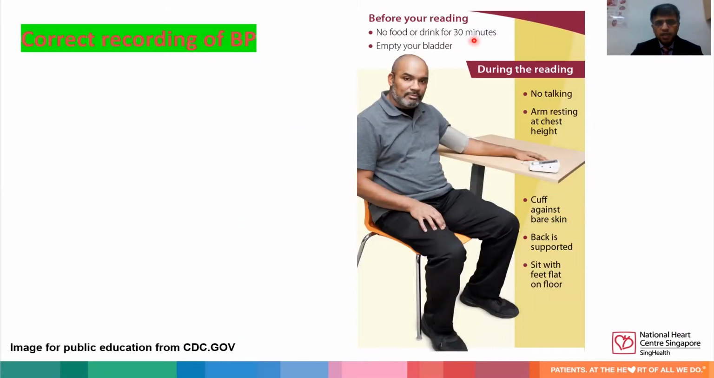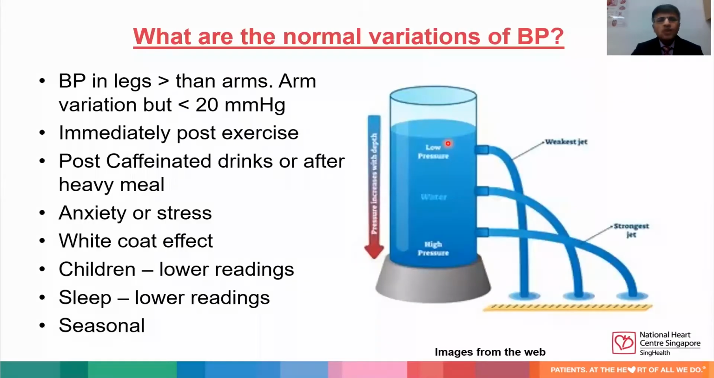Before taking your reading, ensure that you do not have any food or drink for at least 30 minutes before. Empty your bladder, as a full bladder sometimes can increase your readings. Then during the measurement itself, try to remain calm. Be seated in a comfortable posture, arm by the side of the body, arm at the level of the heart. The cuff should be on bare skin, the back should be supported, and this should be at the same level of the heart. So what are some of the normal variations in blood pressure?